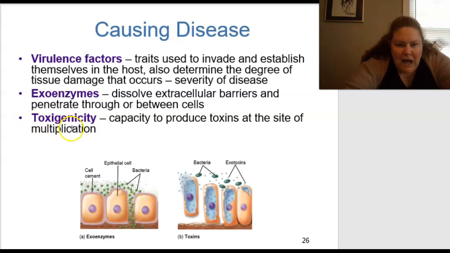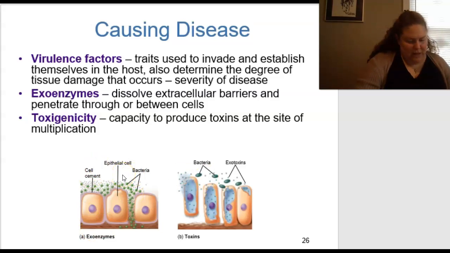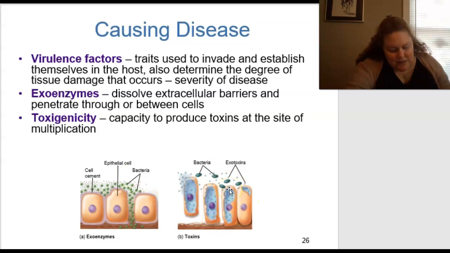Then we have our toxigenicity, and this is the capacity to produce toxins at the site of multiplication. So that's here. So back to this guy. Again, this is figure 13.11. Bacteria produce extracellular enzymes that dissolve barriers and penetrate through or between cells to invade those underlying tissues. Where here in toxins, the toxins, primarily exotoxins, are secreted by bacteria, and therefore they damage the target cells, which therefore die off and begin to slough off.